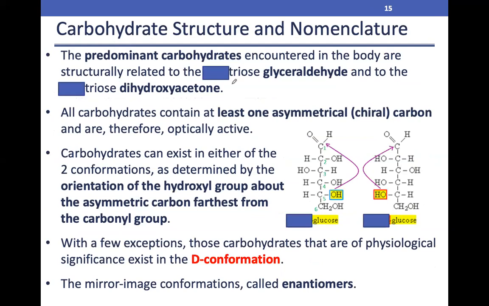Okay, so again, just a little bit of revision. If you remember, I told you that glyceraldehyde and dihydroxyacetone are constitutional isomers. One of these is an aldose and one of these is a ketose. Is glyceraldehyde a ketose or is it an aldose? Aldose, exactly. And what about dihydroxyacetone? Ketose. Perfect.